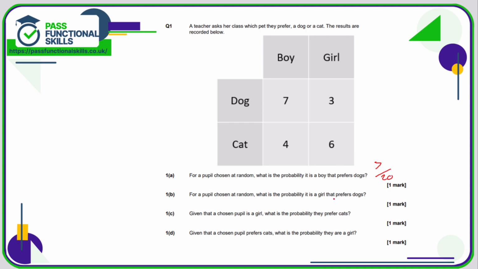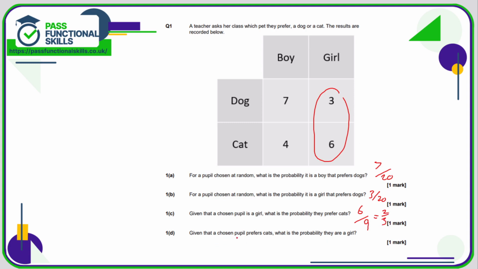What is the probability that it's a girl that prefers dogs? Well, that is 3 out of 20. And we've got to be careful with C. So we're choosing from the girls. Now, in total, there are 9 girls. So of the 9, how many of these 9 prefer cats? Well, that is 6 out of 9. And that can be simplified to 2/3.